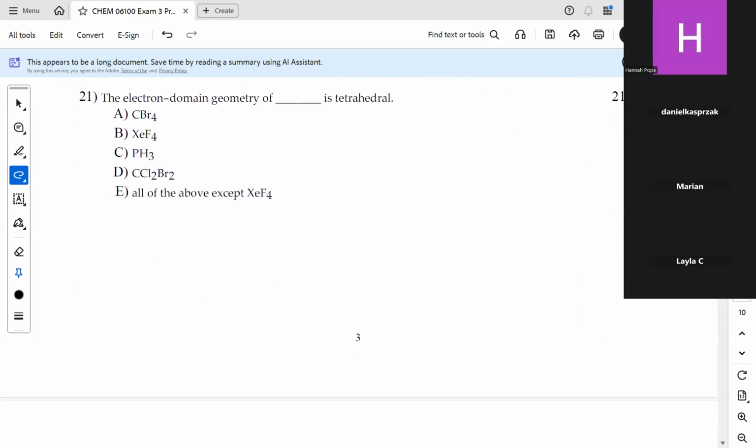All right, I'm gonna keep moving. This is like memorization. The electron geometry of blank is tetrahedral. So if we look at all of these central atoms, they all have 4 groups or 4 things bonded to them after we do the Lewis structures. This is phosphine. It looks like this. It's very similar to ammonia, right?